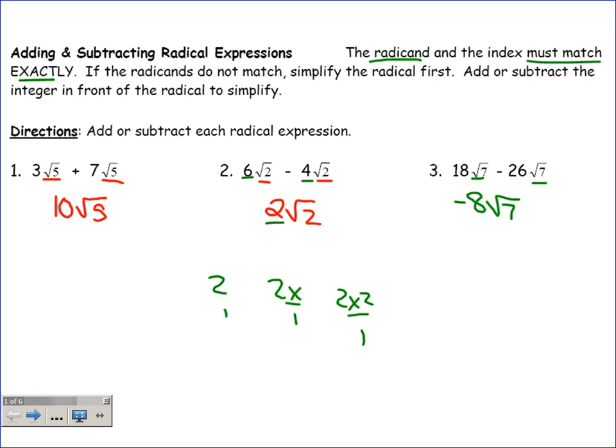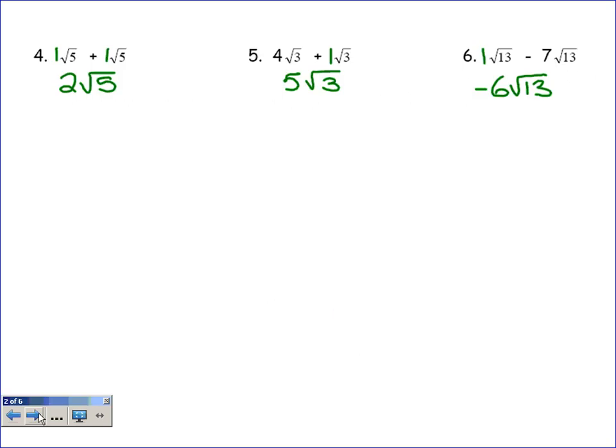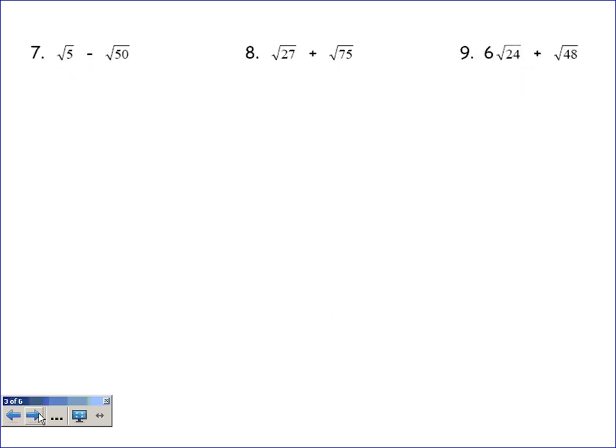If your radicands are not the same, like if you have a square root of 2 and a square root of 22, you can't add them together. Okay? They need to be exactly the same in order to do this. So number 7, can we add them together? No. Not in the way they are right now. Okay? So let's take a look at this.